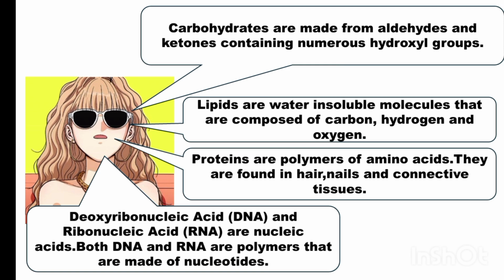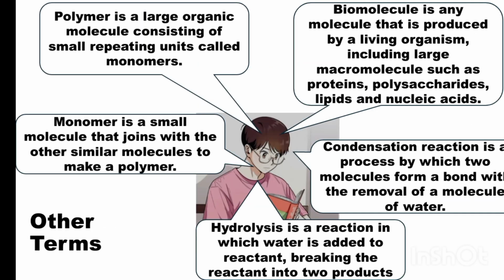Deoxyribonucleic acid or DNA and ribonucleic acid or RNA are nucleic acids. Both DNA and RNA are polymers that are made of nucleotides. Polymer is a large organic molecule consisting of small repeating units called monomers. Monomer is a small molecule that joins with other similar molecules to make a polymer.